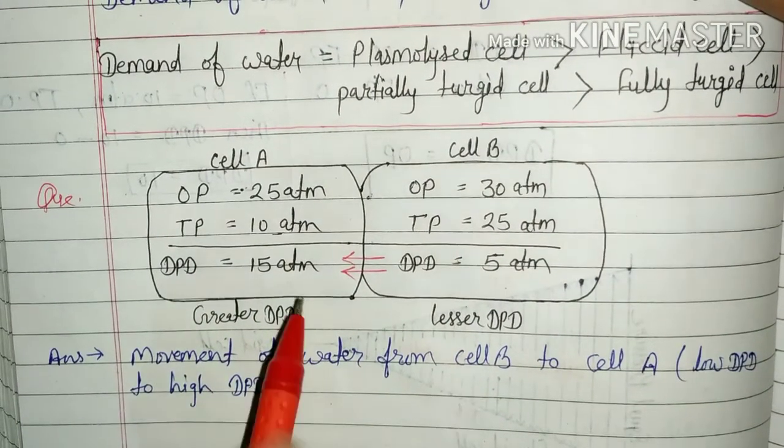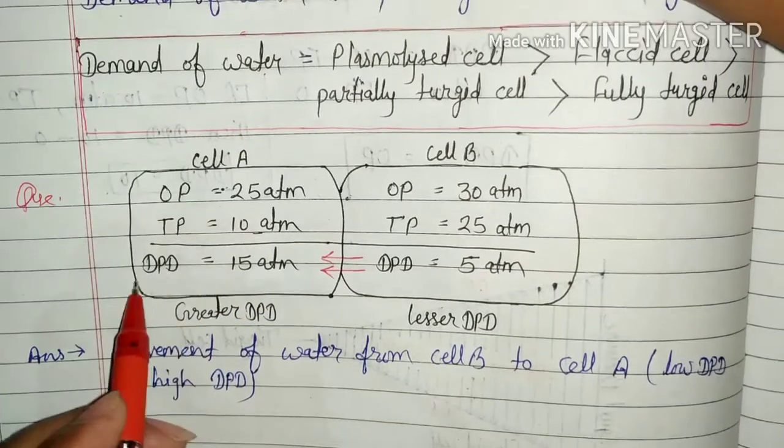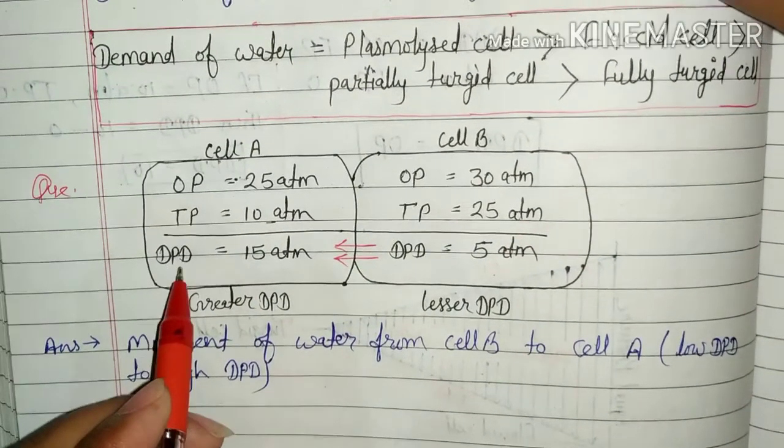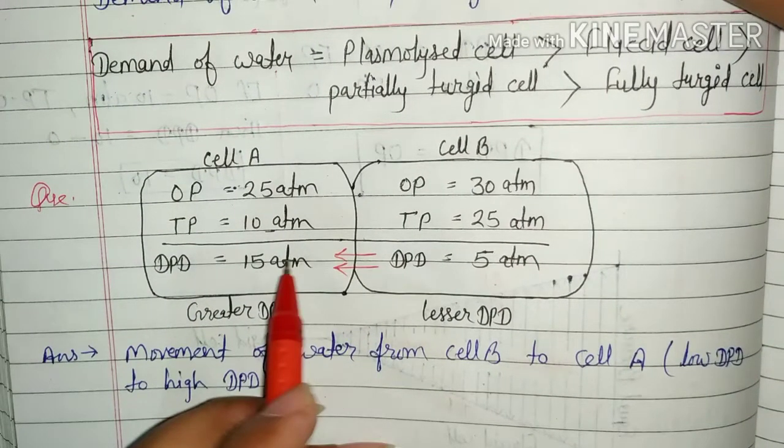Concentration of solute represents the demand of water. Due to this, water molecules move from cell B to cell A.